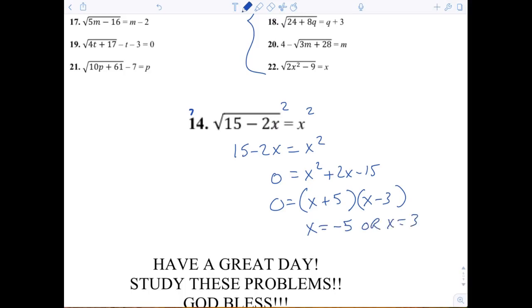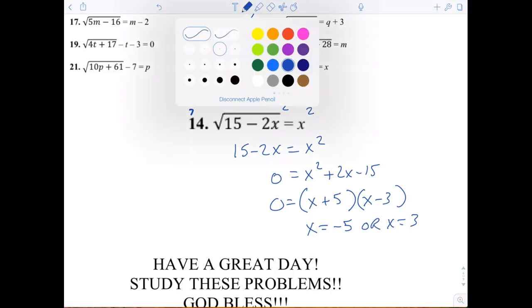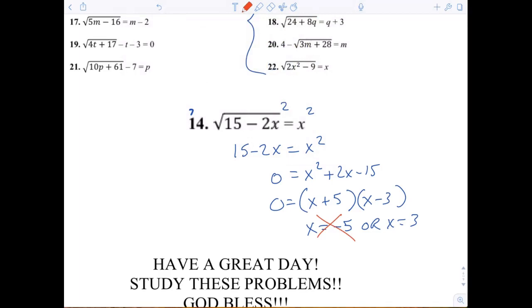Does it work for negative 5? No, because it would be equal to a negative. So make yourself aware, can't be negative. And then 3 will work. You just plug them in to see if they work, honestly. So look up here. The square root of 15 minus 2 times negative 5. Does that equal negative 5? Then you plug 3 in. That's how you tell.